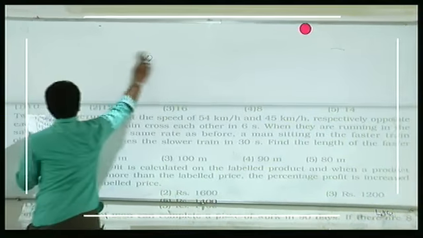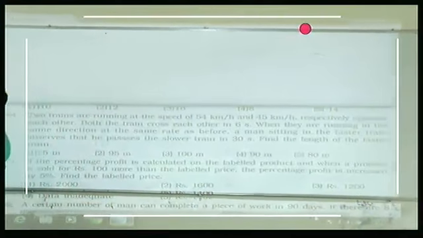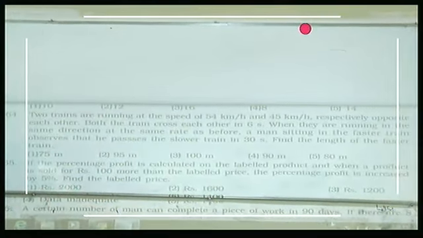Question 64. 2 trains are running at a speed of 54 km per hour and 45 km per hour respectively, opposite to each other. Both the trains cross each other in 6 seconds. So distance travelled in that case is equal to the length of the first train plus the length of the second train. Distance is equal to speed into time. Both are moving opposite to each other, so relative speed becomes S1 plus S2, which is 99 km per hour, converted to meters per second by multiplying by 5 by 18. This is speed into time. In how many seconds have both trains crossed each other? 6 seconds.